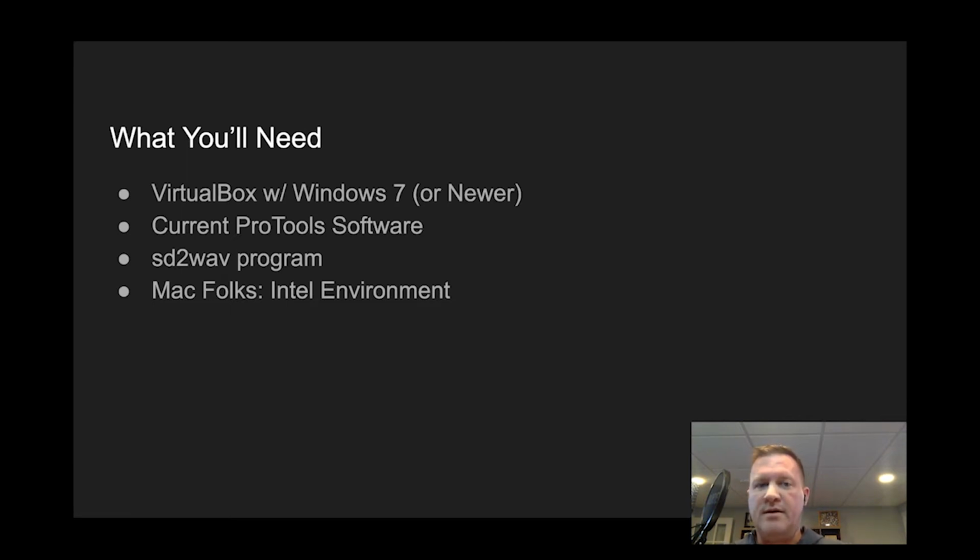What you'll need for this session, all the tools that we're going to use for this exercise or tutorial, is VirtualBox, which is a free software program from a company called Oracle. And we're going to be using a virtual environment from a Windows 7 machine. So I have a licensed version of Windows 7, and I've installed that in VirtualBox. You can use a newer operating system if you have a license to do that.